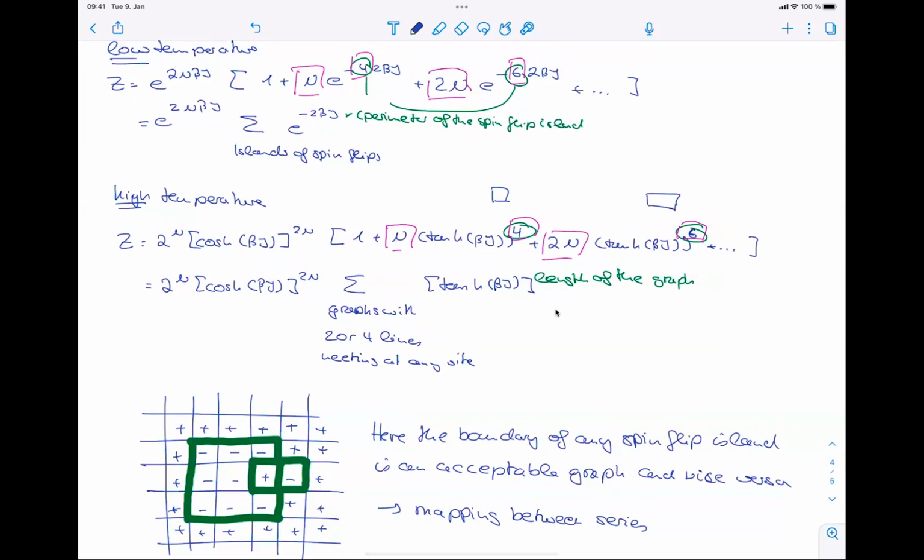Okay. So the difference is these here, these are my lattice sites, right? So I'm drawing graphs on lattice sites.